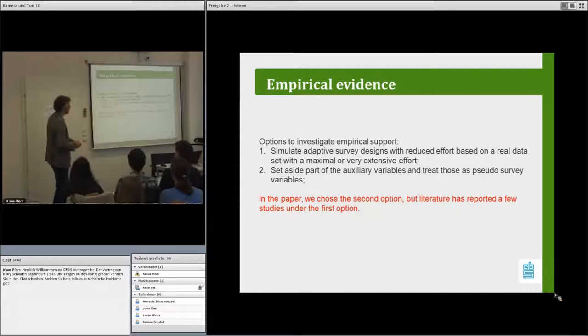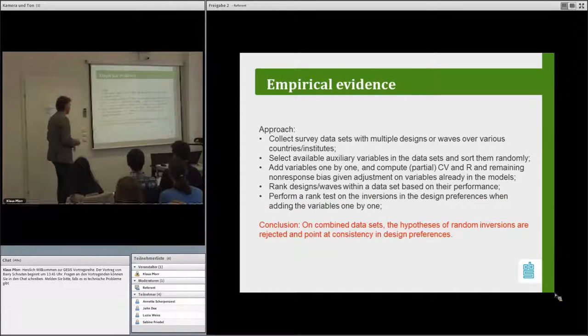Okay. Well, basically what we've done is collected a lot of data. This again would be maybe a paper by itself, but we selected variables. We linked auxiliary variables, and we sorted them in a random order. We started to add auxiliary variables one by one. And then we ranked different designs based on variable 1 plus 2, variable 1 plus 3, and so on. We followed the preferences that the indicators give when we added variables one at a time. And we did account for collinearity in that.